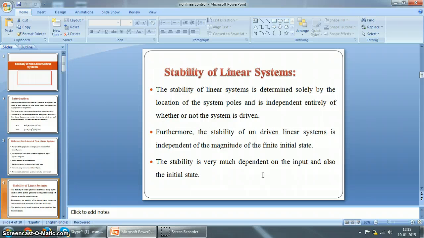Coming to the stability, first we will see the possible conditions for the stability of linear systems. When we are deciding the system stability in linear systems, mainly we will focus on the location of system poles, and second, the stability of an undriven linear system is independent of the magnitude of finite initial state, and also stability is very much dependent on the input and also on the initial state. These are the considerations we will make when we are deciding the stability of linear systems.